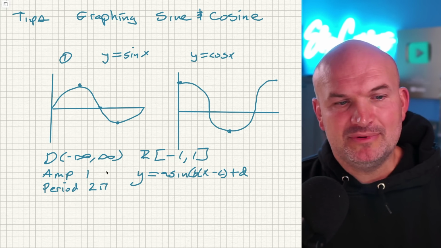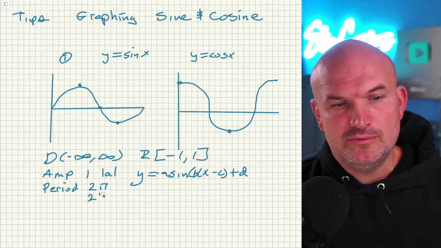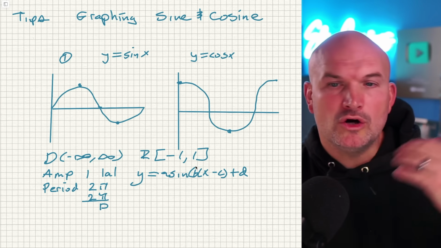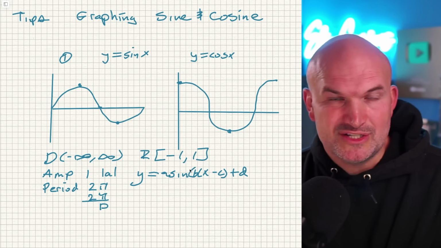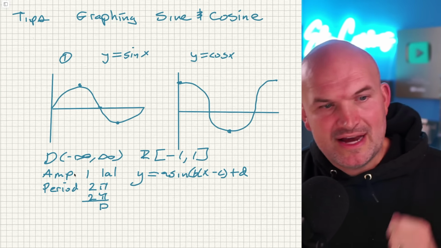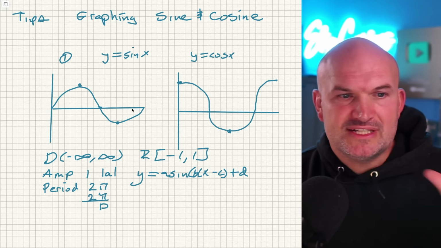The amplitude is going to be the absolute value of a, and your period is going to be 2 pi divided by your b. Now, a, b, c, and d are all going to apply some transformations, and I'll get to that in just a second. But it's really important to make sure you can identify what your amplitude is and what your period is going to be based on understanding these graphs.